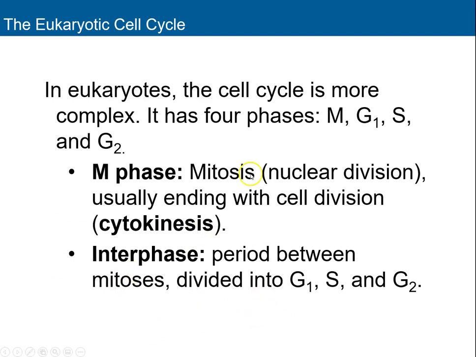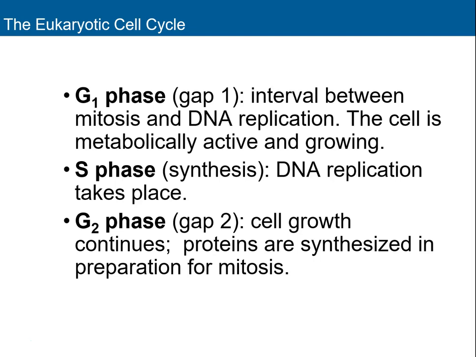Interphase basically is the part of the time when the cell is not undergoing mitosis, right? And interphase is composed of G1, S, and G2. Okay, so again, this should be review. In that G1 phase, gap 1, sometimes people say growth 1 in terms of what that G stands for. But basically, this is the interval between mitosis and DNA replication, okay? The cell is metabolically active, it's growing, and then towards the end of G1, it's going to prepare for cell division, right? So in S phase, synthesis, that's where DNA replication is going to take place.